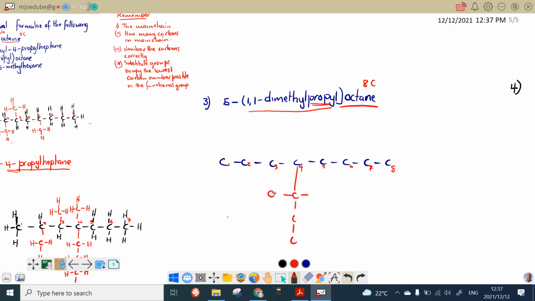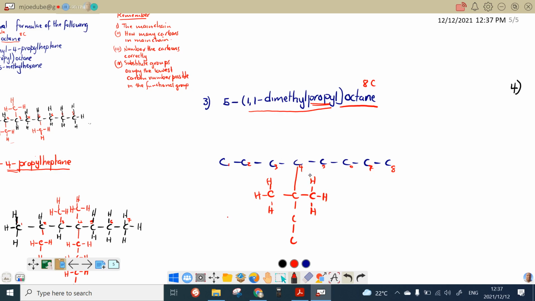So you're going to have a methyl group here and another methyl group here. So it's 1,1-dimethyl. And it's stuck on the propyl group: 1, 2, 3. And then on carbon number 1, you've got 2 methyl groups, hence the name dimethyl. And then from there, you've got everything that needs to be included.